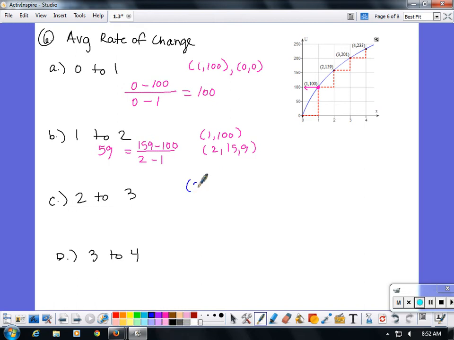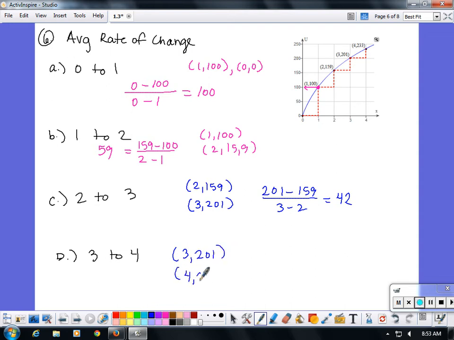2 to 3. 2, 159. 3 is 3, 201. So we're doing 201 minus 159 over 3 minus 2. I don't trust myself, I use a calculator. 201 minus 159, you'll get 42 over 1. And 3 to 4. 3 was 3, 201. And 4 is 4, 233. So we're going to do y2 minus y1 over x2 minus x1. You get 32 even.